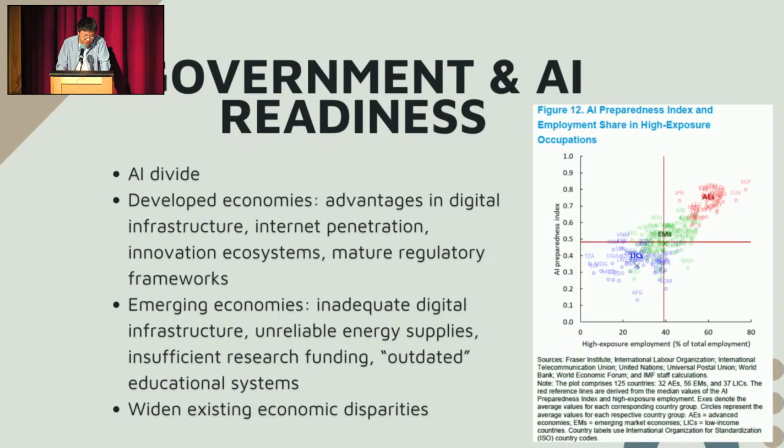In contrast, while countries like China and India have made remarkable progress, many other emerging economies face fundamental barriers to AI adoption. These include inadequate digital infrastructure, unreliable energy supplies, insufficient research funding, and educational systems lacking AI-focused training. The absence of appropriate regulatory frameworks further complicates their AI integration. You can see on the figure on the right, developed countries like Luxembourg, Japan, and Singapore are showing high AI preparedness and high AI exposure employment. And emerging economies like Tanzania or Afghanistan are showing exactly the opposite. This readiness gap threatens to widen existing economic disparities.